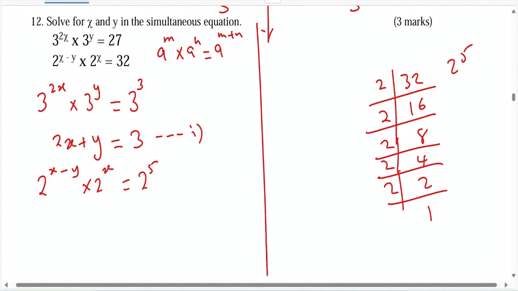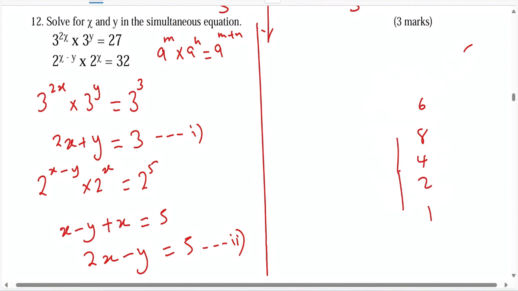So what do you do? The same thing. You add the powers. x minus y plus x is equivalent to 5. Collect the like terms. x plus x is 2x, minus y, is equivalent to 5. Hii ni equation 2. Sawa mpaka hapo? Sawa, tuendelee. Tukiendelea na swali, 2x plus y equal to 3.